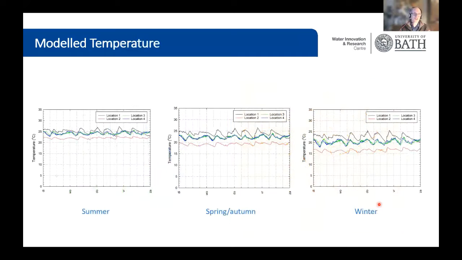And again, we could simulate temperatures here. What we did here is look at different seasons. So you see here the summertime, the spring, autumn, and the wintertime. There are slight differences because in the winter the soil will be colder. That means that there's a higher heat loss in the soil, in the pipes, but still temperatures of around 20 to 25 degrees, even in wintertime, in the sewer were predicted. And actually that's what you can also measure in the system.